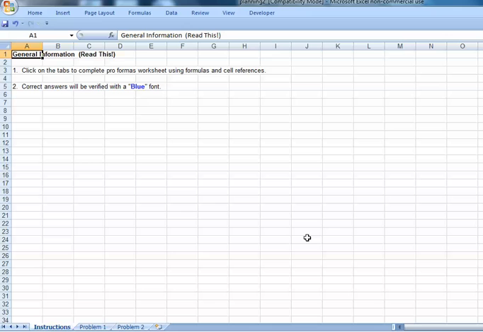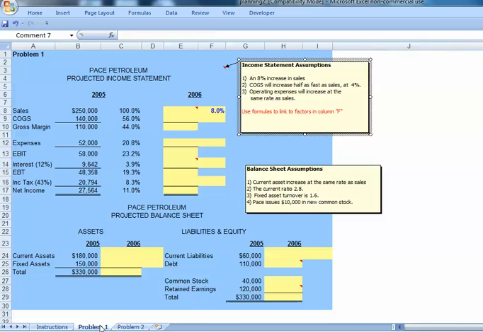The last assignment we have in this particular chapter is building some additional pro formas. Go ahead and click on your tabs for problem 1 and problem 2. Any correct answers will be verified with a blue colored font. Let's look at the first tab. Here's some information or assumptions we're given regarding the income statement and some assumptions for our balance sheet.